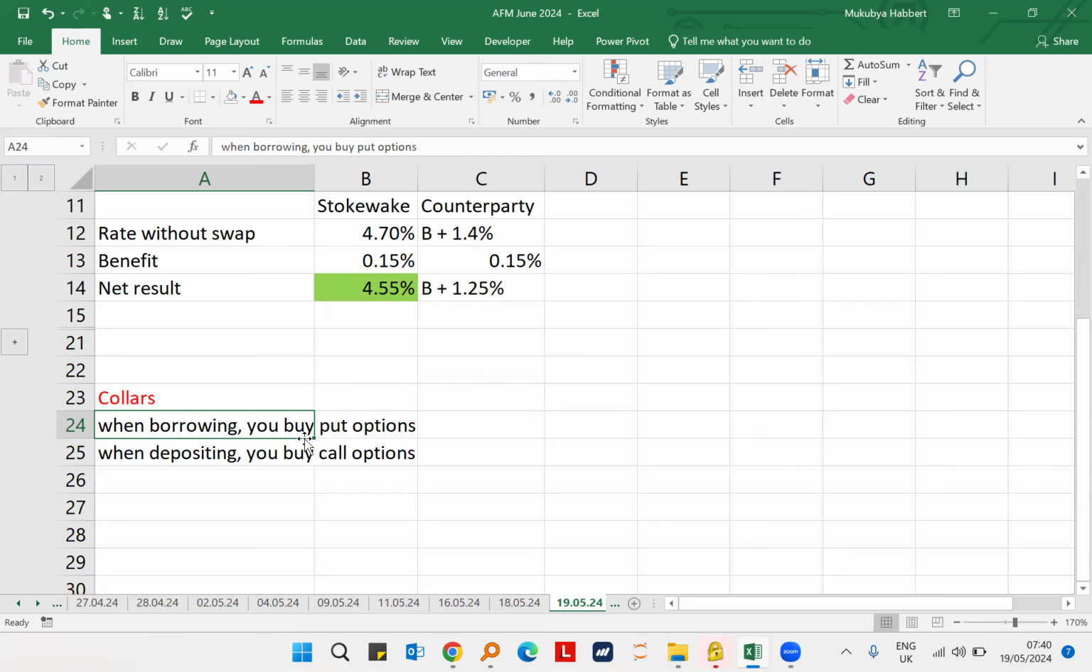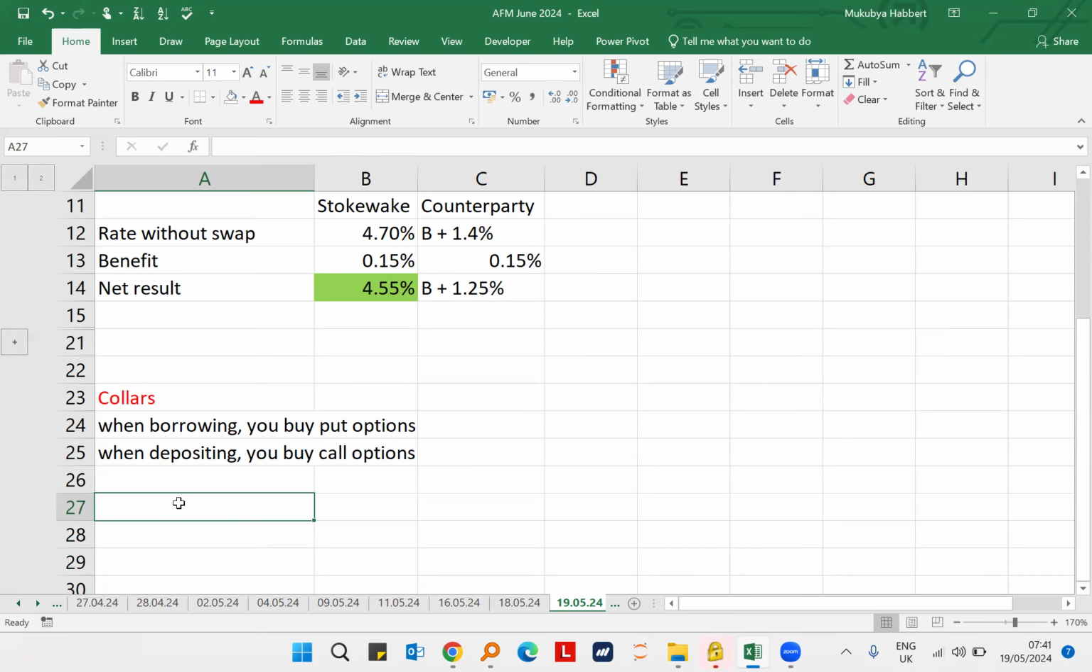So if you think the options prices are going to decrease, then you hedge against that by saying, but what if they increase? And if they increase, what is beneficial for you would be to sell those options later on. So you buy an option so that the option lets you sell the options in future. And that means that if they move against your favor, you have a profit that can counteract the movement that has occurred. So when borrowing, you always buy put options, and when depositing, you buy call options.